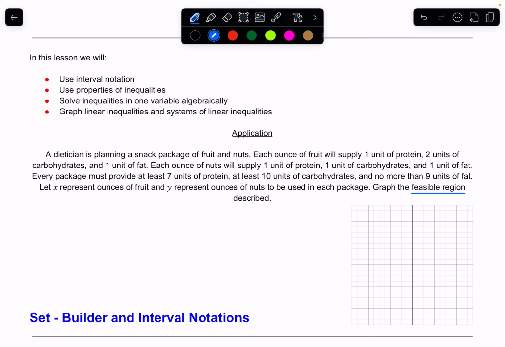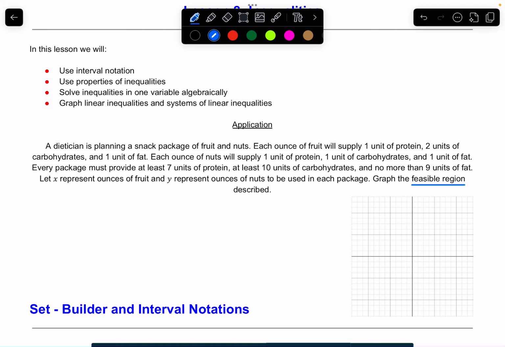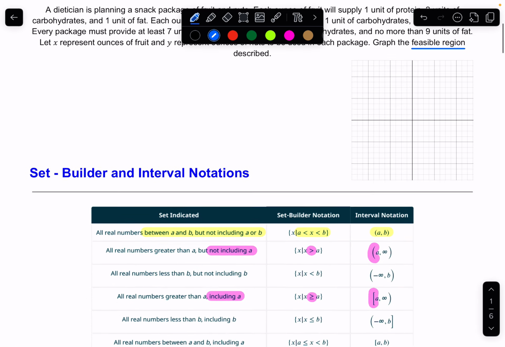So we just described a complicated situation involving having ounces of fruit and nuts in a snack pack, and we'll find out how many ounces of each make it possible to meet the requirements of protein, carbohydrates, and fat that were described. Because there might be more than one possible answer, that's why we get a whole region, not just one specific point. But we will come back to this one at the end. Once we know how to graph linear equations, then the only trouble with this problem is the setup, writing those equations down. But I'll show you how to do that when we get back around to this.